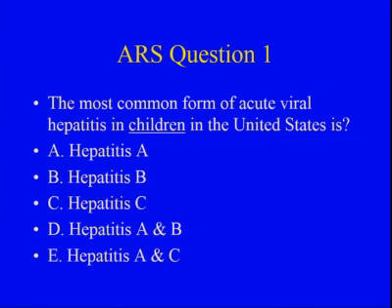So this question's a little bit tricky, and it's changed over the time period that we've given this talk at the board course. The question is, the most common form of acute viral hepatitis in children in the United States is, and this is based on 2017 CDC data. So very current, a little bit tricky for you. Is it hepatitis A, B, C, A and B, or A and C? And if you could key in your response. So remember, this is acute viral hepatitis in children in the United States right now.